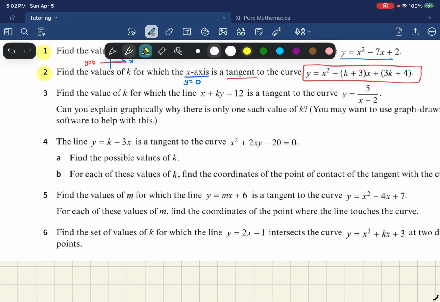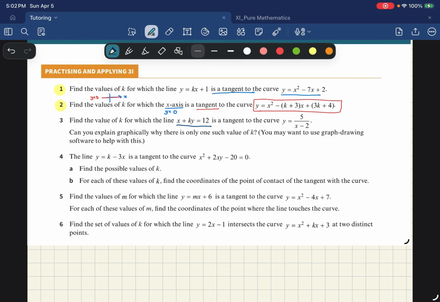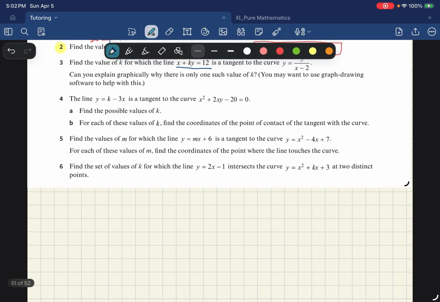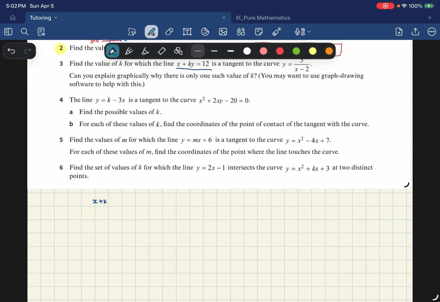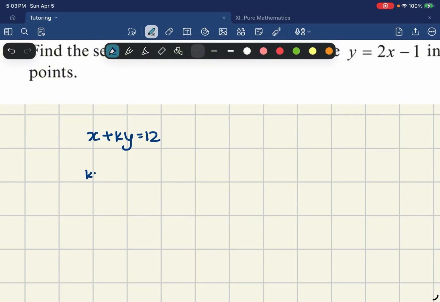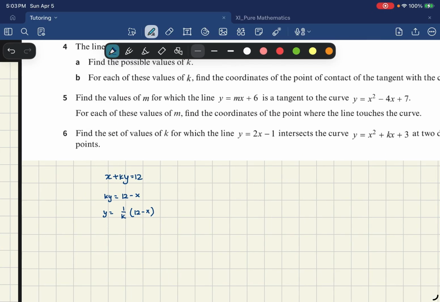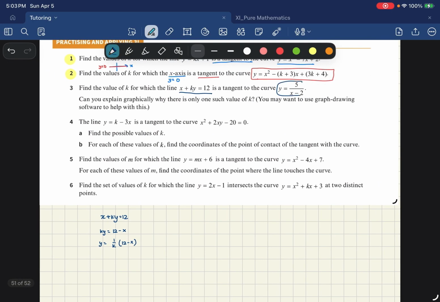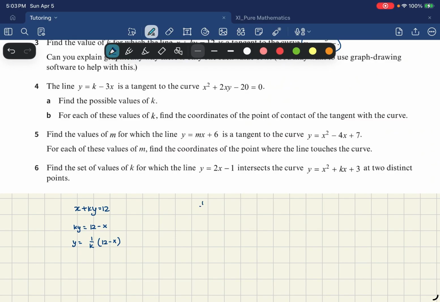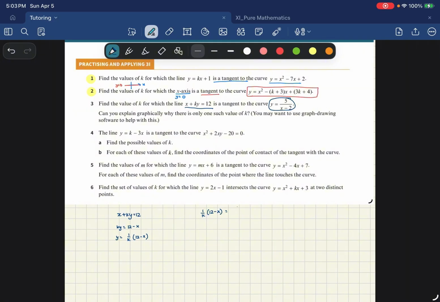Question 3. Find the value of k for which this line is a tangent to the curve. Again, you use what you have. So if I know x plus ky is equal to 12, then I know that ky is just 12 minus x, and y is 1 over k, 12 minus x. And I'm going to substitute this information here, because y is just 1 over k times (12 minus x), and y is equal to 5 over x minus 2.